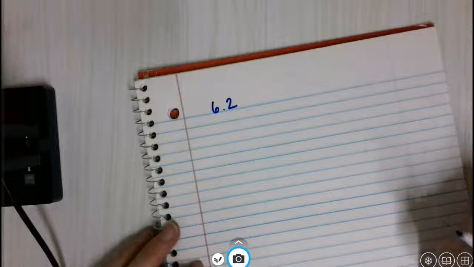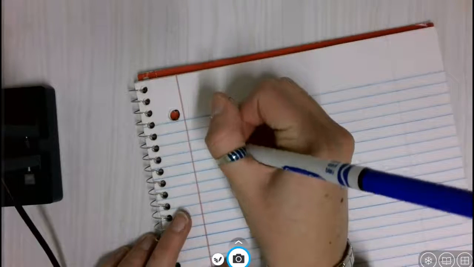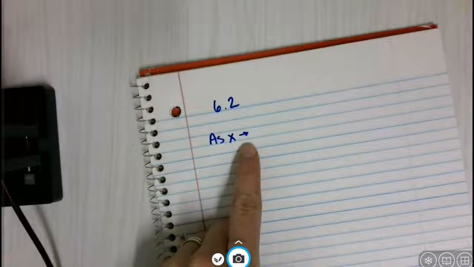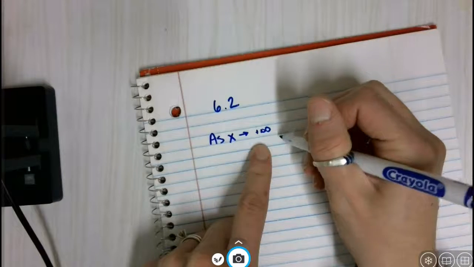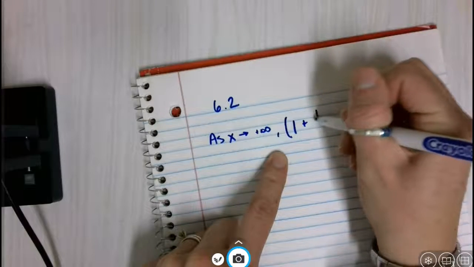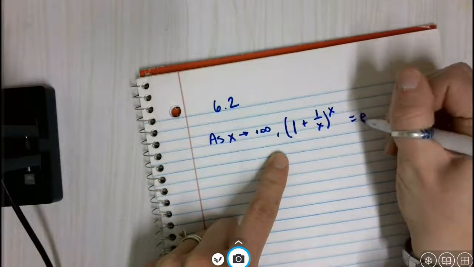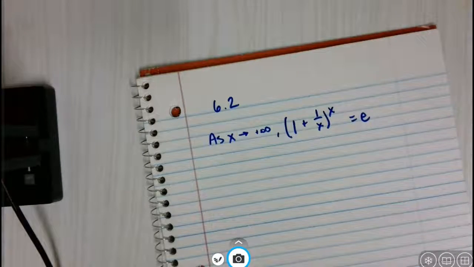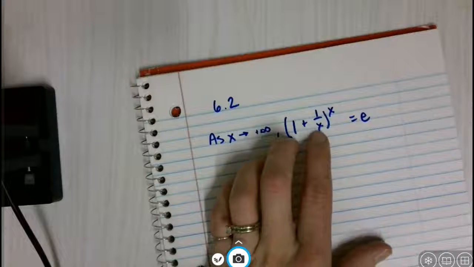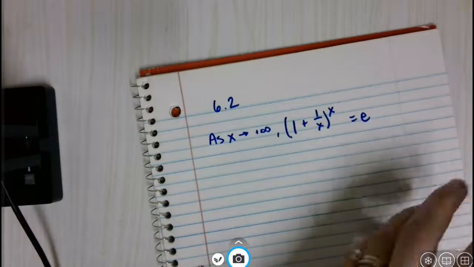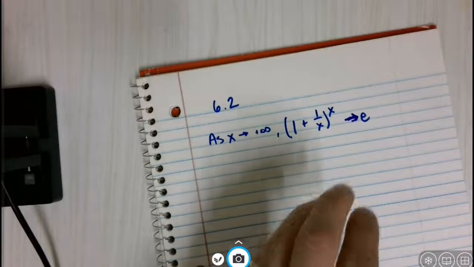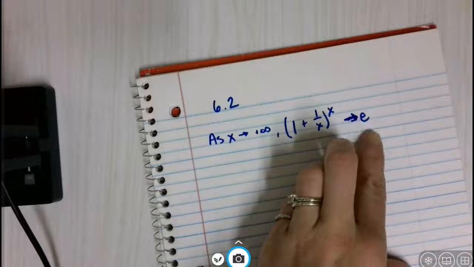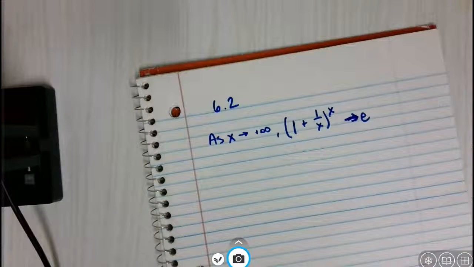But here's what e represents. As x approaches, and we use a little arrow, positive infinity, here's what I have: 1 plus 1 over x, to the x, equals e. So it approaches this value. If you were to pick some x values that were getting bigger and bigger and increasingly bigger, and we're going to turn this into an arrow because it approaches e, you will see that your numbers start getting closer and closer to this number, and that's what we're really looking at. So there's our definition.